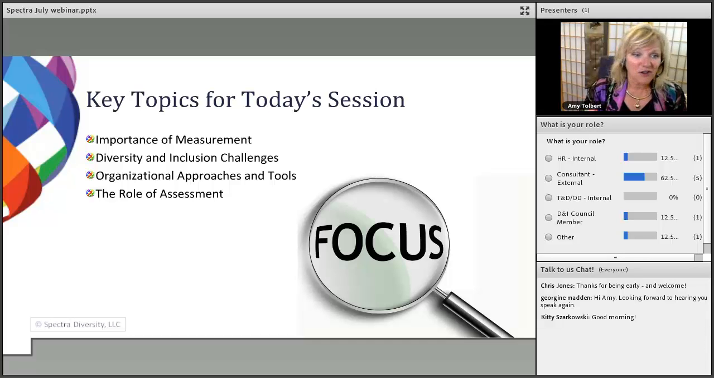Today's session covers 4 main areas. 1, the importance of measurement for diversity and inclusion efforts. 2, looking at what the challenges are and what we can do about them. We're going to examine what organizational tools and approaches typically are around measurement and where they're falling short and what we could be doing differently. And we'll be taking a look at the role of assessment, examining one of our tools that might be of interest to you as you move forward in improving our efforts around measurement in our D&I.